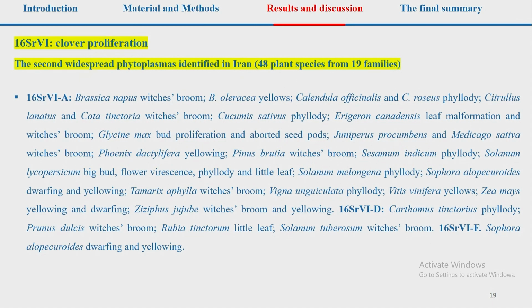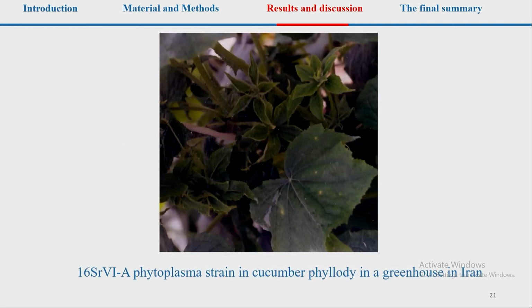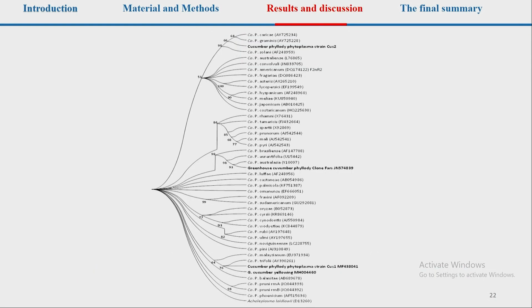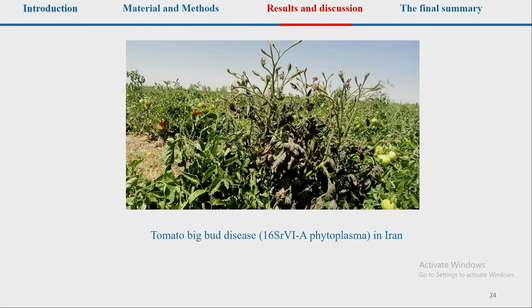The second widespread phytoplasma is the clover proliferation group, subgroups A, D, F, and you see the number of phytoplasmas reported from Iran and plant families associated with this phytoplasma strain. Greenhouse cucumber is associated with clover proliferation subgroup A phytoplasma, and different phytoplasmas are associated with cucumber phyllody and yellowing in Iran. Pinus associated with clover proliferation in Iran, subgroup A, is a new emerging phytoplasma, all distributed in low amount and low disease incidence in all of the country. Tomato big bud.